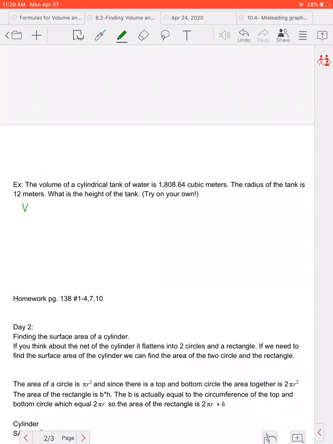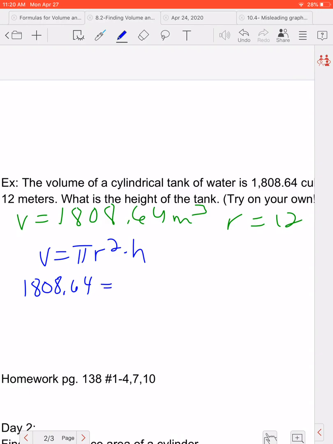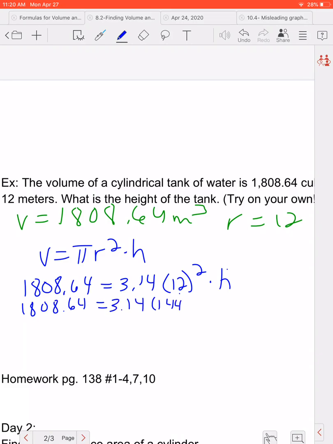Okay, so we know that the volume this time is 1,808.64 cubic meters. Okay, and the radius of the tank is 12, and we're trying to find the height of this tank. So again, the formula, which you might memorize by the time this is done, pi r squared times h. We know the volume is 1808.64 equals 3.14, because that's pi, times r squared, which is 12 squared, times h. Now I'm going to square 12, because PEMDAS tells me to always take care of my exponents first, after parentheses, of course.